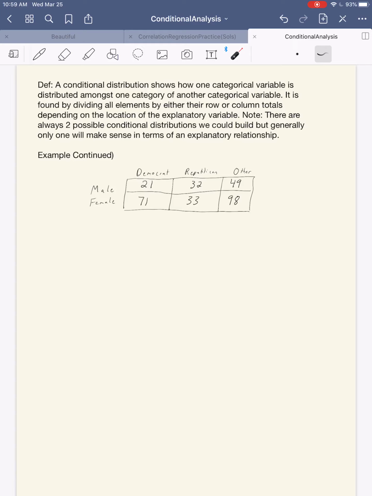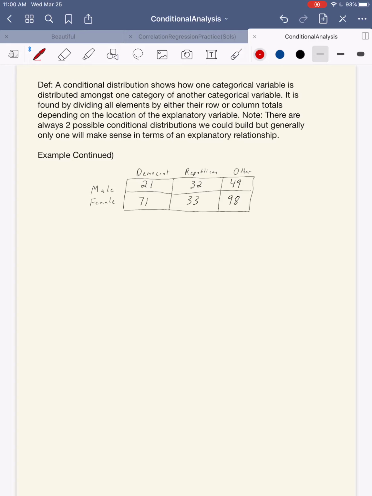It is found by dividing all the elements by either their row or column totals, depending on the location of the explanatory variable. So notice that, again, it's going to be based on doing a division, but instead of doing the table totals, you'll be doing the row or column totals. And you choose whether to use the row or column totals based upon which variable you think is explanatory. Now, we have a little note here: because you could use either variable as the explanatory, there are always two possible conditional distributions. But generally, since only one variable will make sense as the explanatory, only one conditional distribution will make sense.